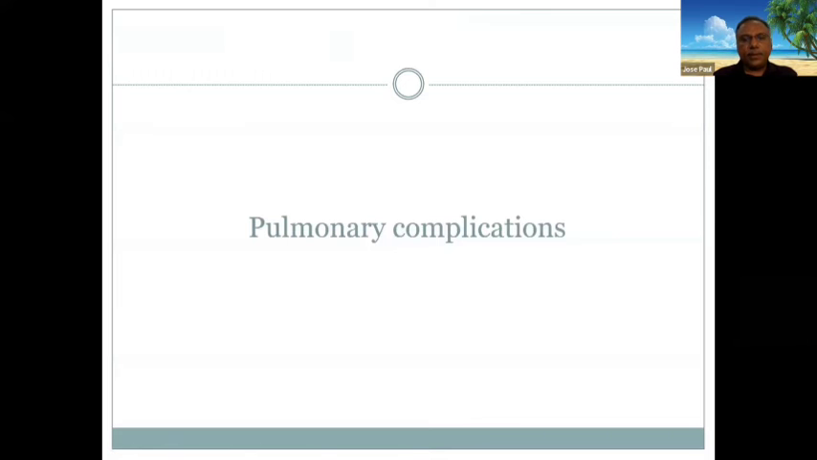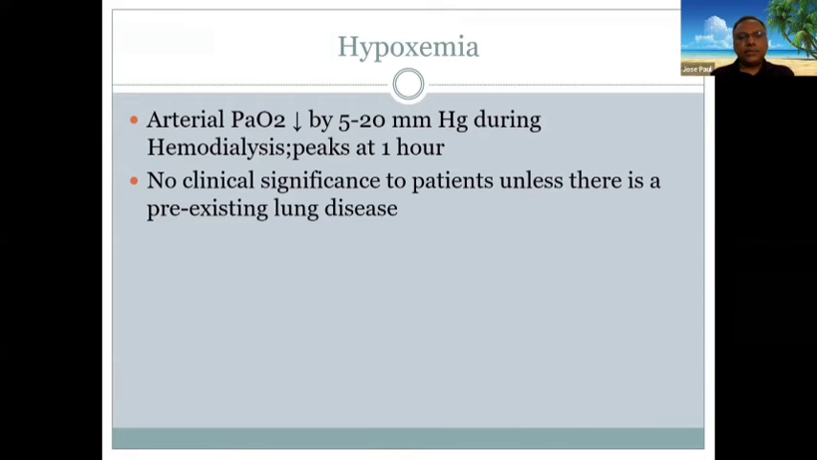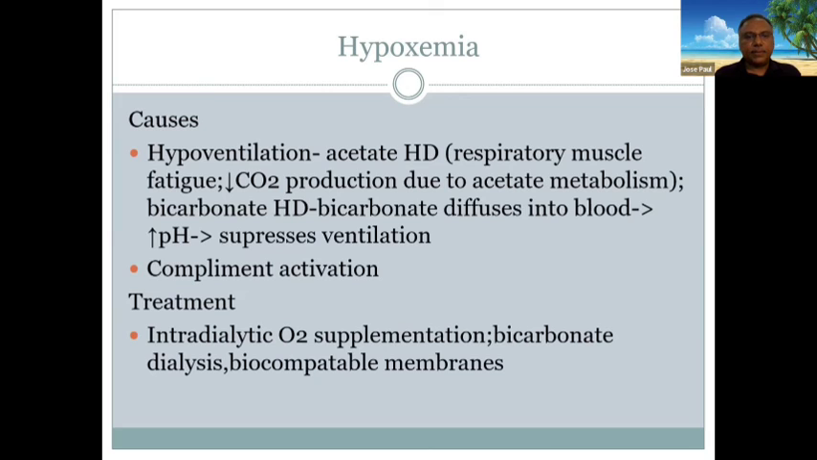Then coming to the pulmonary complications, hypoxemia. Arterial PaO2 can decrease by 5 to 20 millimeters of mercury during hemodialysis, and it often peaks at 1 hour. It is thought primarily due to mild complement activation, but usually it is of no clinical significance to the patients unless there is a severe pre-existing lung disease. So this is regarding hypoxemia.